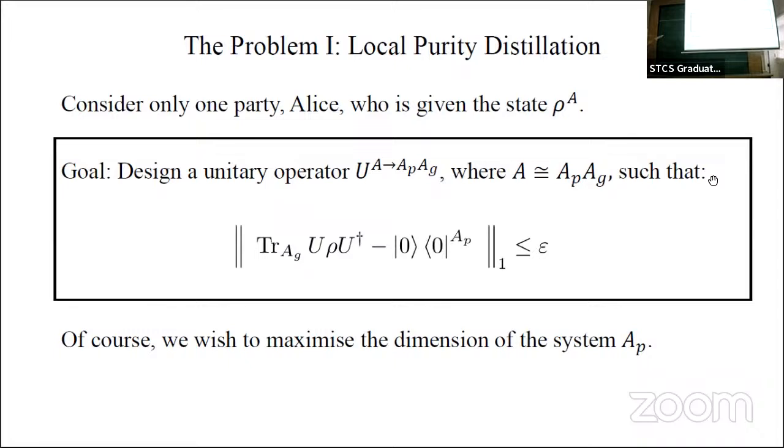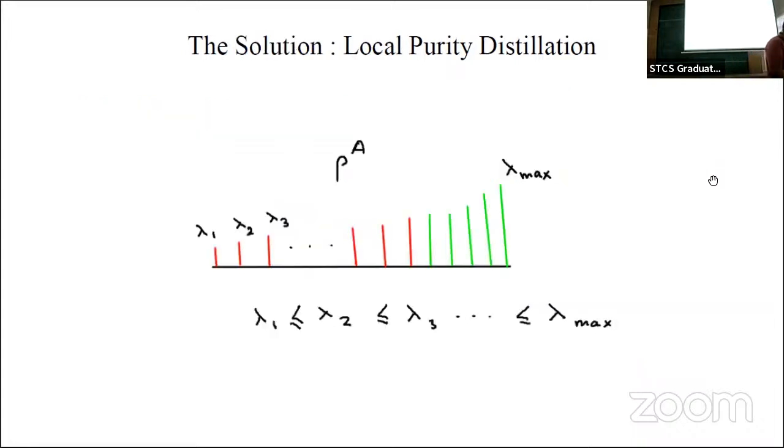Whatever you're left with on the A' system should be close, in some norm, to a pure state. This is our requirement. This is part of problem 1. Actually, this is very easy to do. Let's see how. And this is entirely going to be proved by picture.